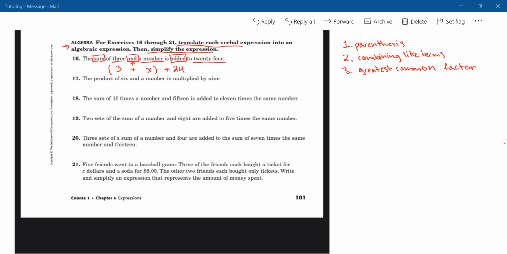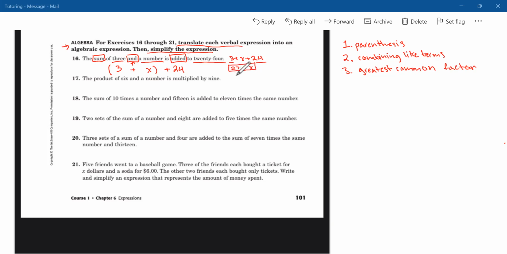So we know that nothing is being multiplied to these parentheses, so we can remove them. And it'll become 3 plus x plus 24. And we have two like terms, 3 and 24, so we will combine them. 27 plus x. Since x only occurs once, we know that there can be no greatest common factor because 1 is only divisible by itself, which is 1.